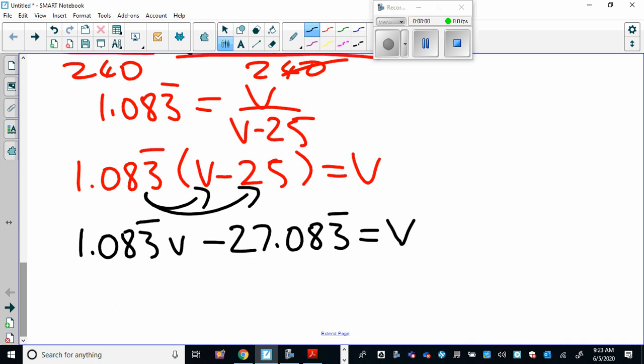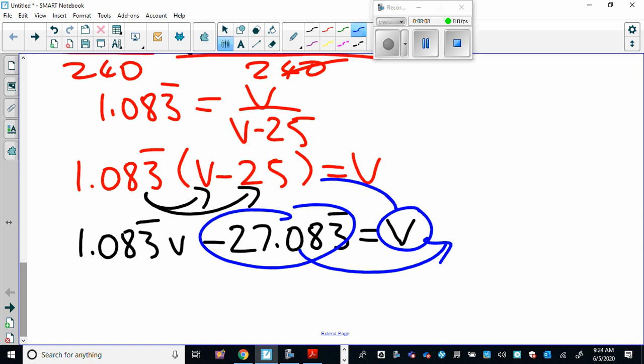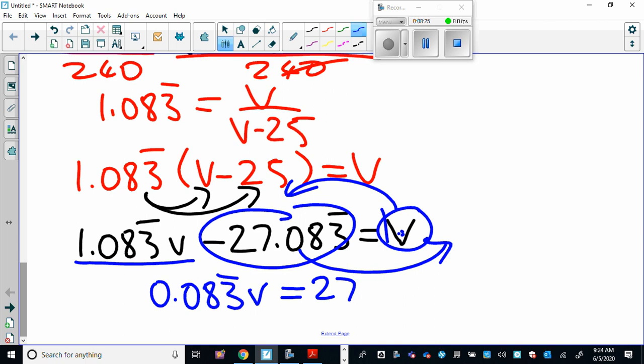V. Okay, and then you can see that it's very similar because now we're going to take this thing, move it over to that side, take this thing, move it over to that side. That's just one V. So when I subtract this one V from this guy, I'm just left with 0.083 repeating V equals 27.083 repeating. Divide both sides by 0.083, and you get the same answer.